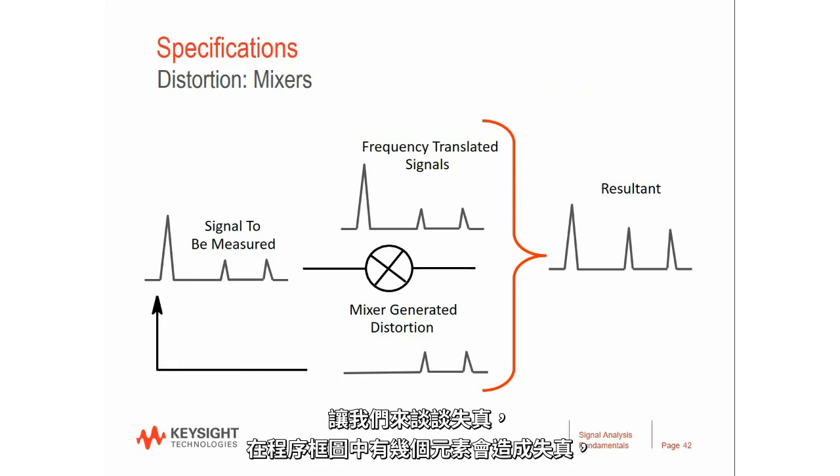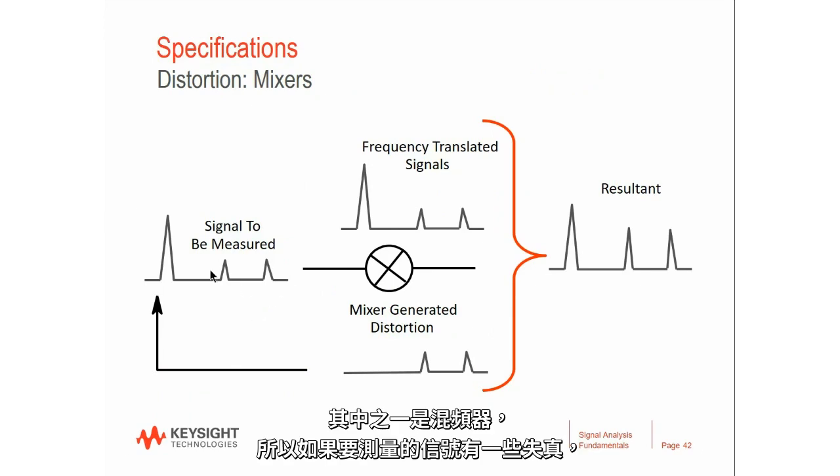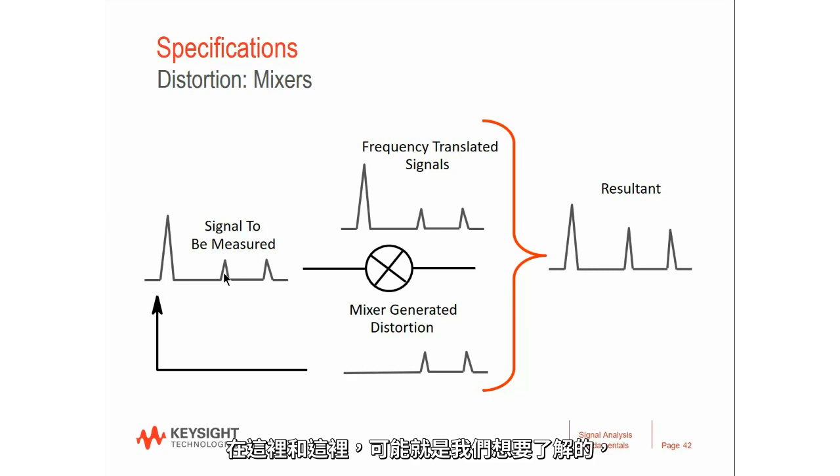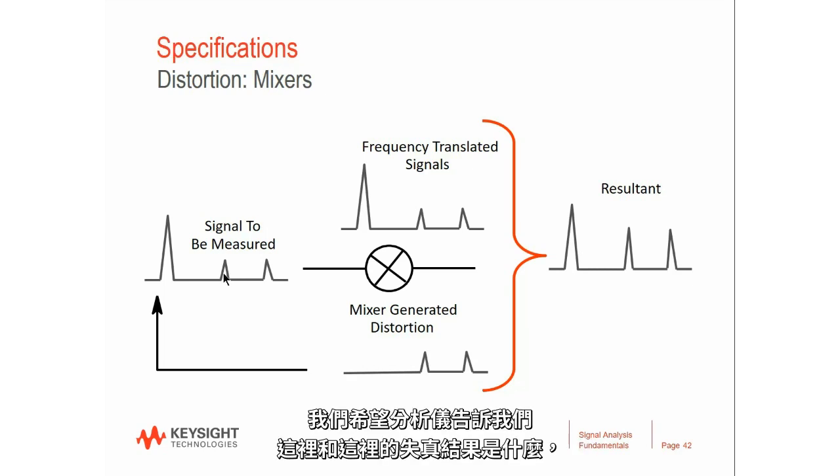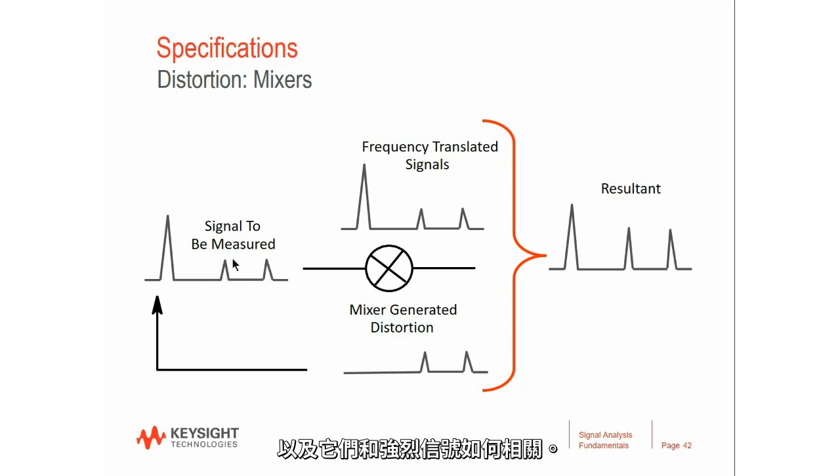Let's talk about distortion. There are several elements in the block diagram that create distortion. One of them is the mixer. So if the signal to be measured has some distortion products here and here, that could be the thing that we're trying to understand. We want our analyzer to tell us what these distortion products are, and how they relate to the strong signal of interest.